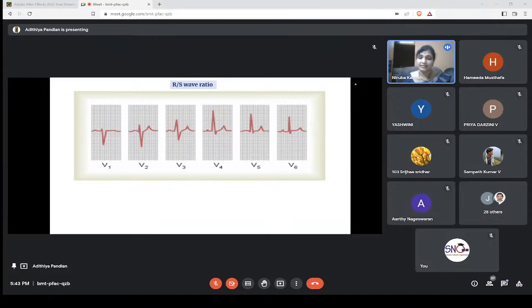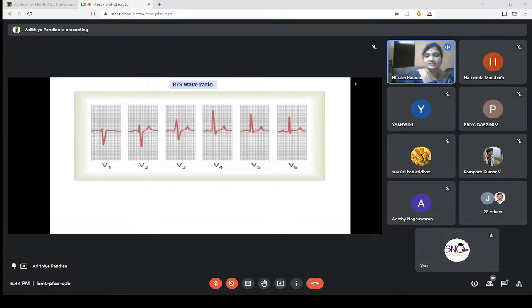Okay, this is a very important piece of information which I wanted to convey: the R by S wave ratio. In lead V1, you can see the size of the R wave is smaller compared to the S wave. But as it keeps moving away to V6, the R wave becomes taller and taller. This is just because of the position in the horizontal, transverse plane. V1 is more towards the AVR negative side, so you get a deep S wave there. And as it goes towards V6, towards the vector side, you get a positive wave. So this is called the R by S ratio.